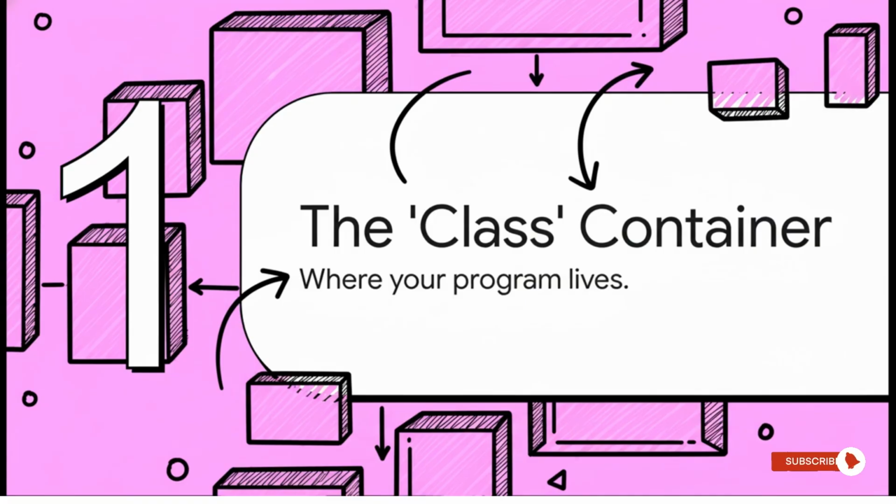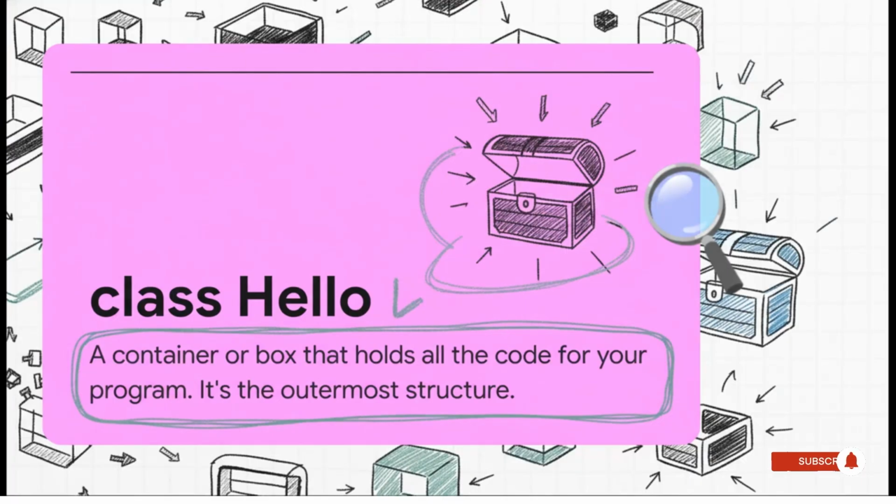So what exactly does that mean? So what is a class? Well, the easiest way to picture it is as a container or a blueprint. Literally every piece of code in your Java program, every instruction, every command, has to live inside one of these class containers. In our code, we just decided to name our container Hello.